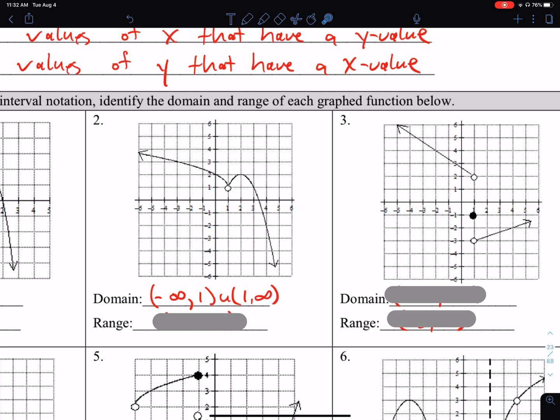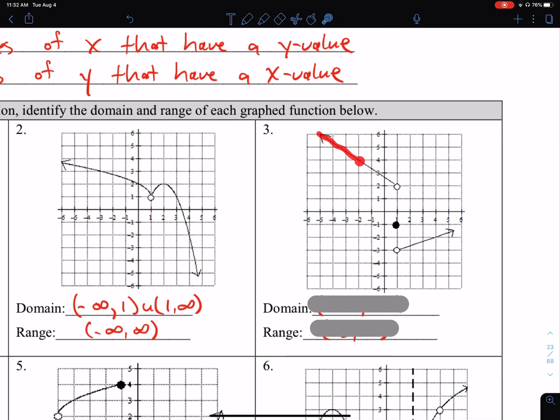Range. We start at the bottom, starts at -infinity, it goes continuously up to 2. Even though it comes back down and there's an open circle at 1, there is a y value at 1, in which there's also an x value. So this range is going to go from -infinity to +infinity.